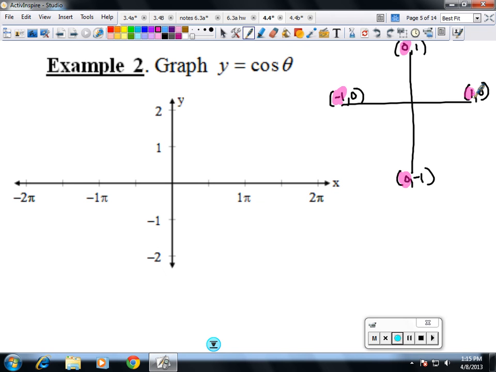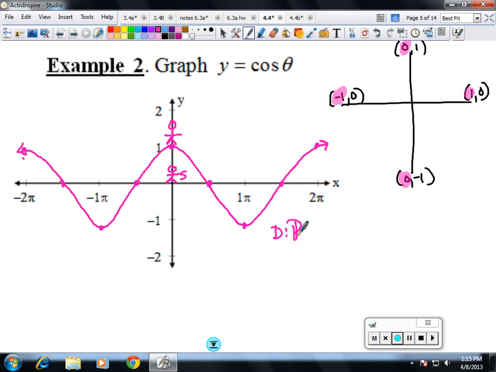Cosine, same thing, except I'm going to be graphing the x values. At 0, it's 1. At pi over 2, it's 0. At pi, it's negative 1. Back to 0, then 1. 0, negative 1, 0, 1. And it bounces. Some of my kids say that it looks like a W. I say cosine starts in the clouds, because if you're standing down here and this is the sand, sine starts in the sand, then cosine starts in the clouds. Domain, all real numbers. Range, again, negative 1 to 1.